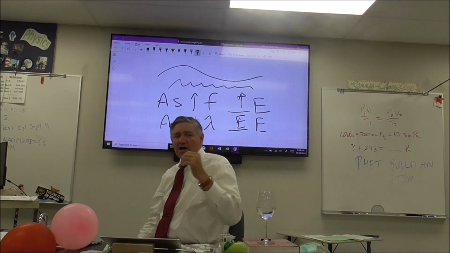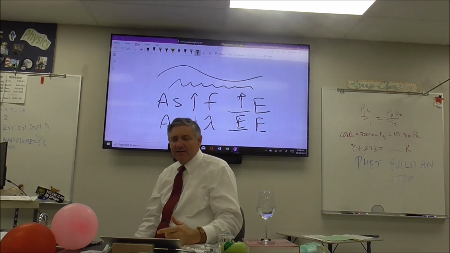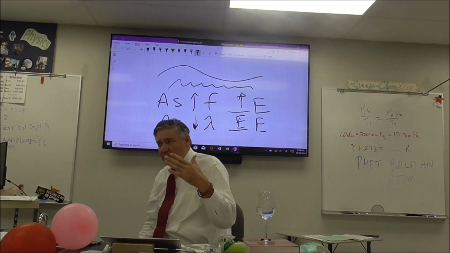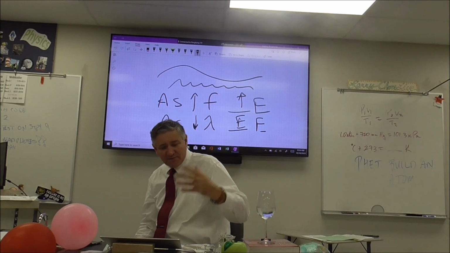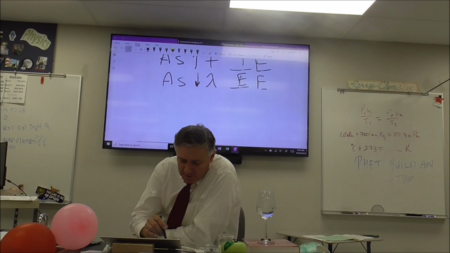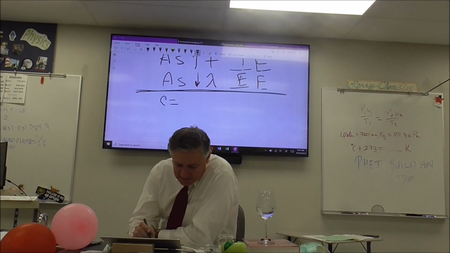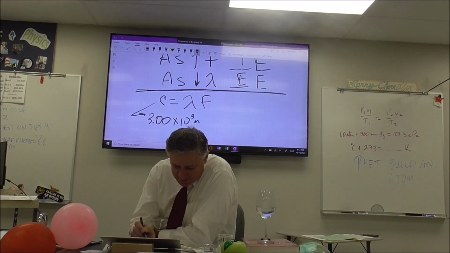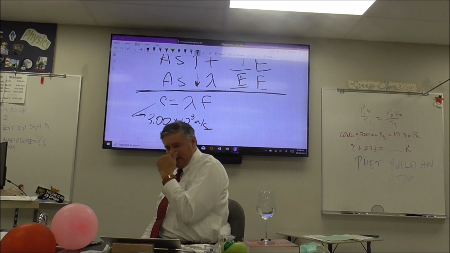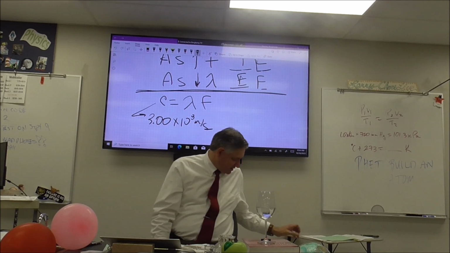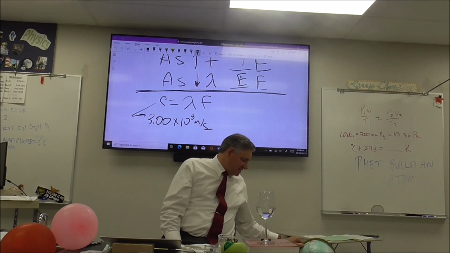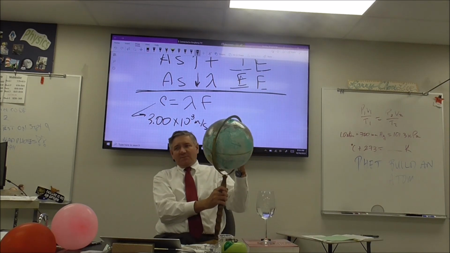Now, when you talk about light, and observing light is how we figure out the structure of atoms, you have one big equation, and that's c equals lambda times frequency. And c is the speed of light, which is 3.00 times 10 to the 8th meters per second. Now, we talked about this, to give you an idea of just how fast that is.